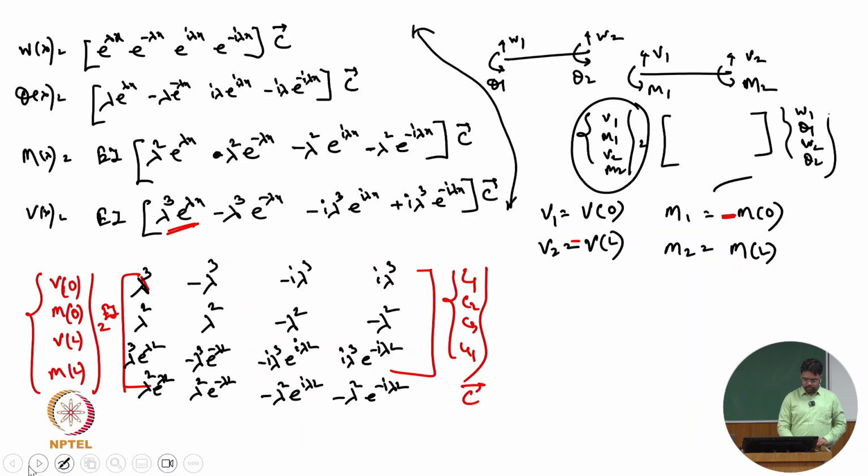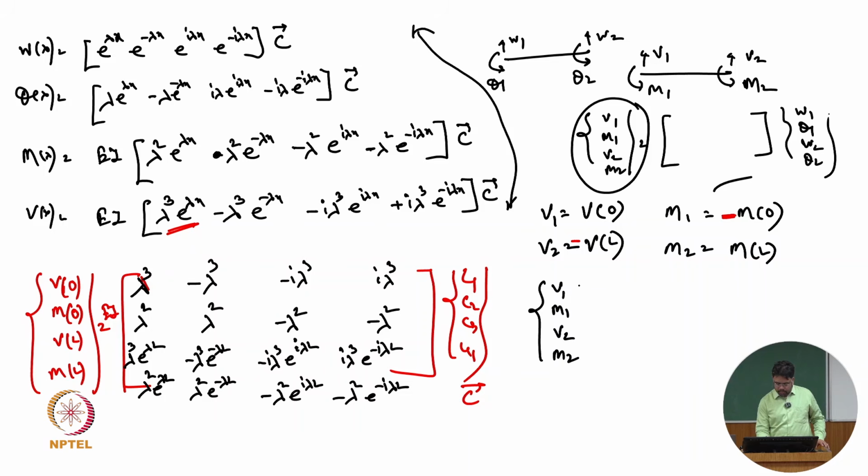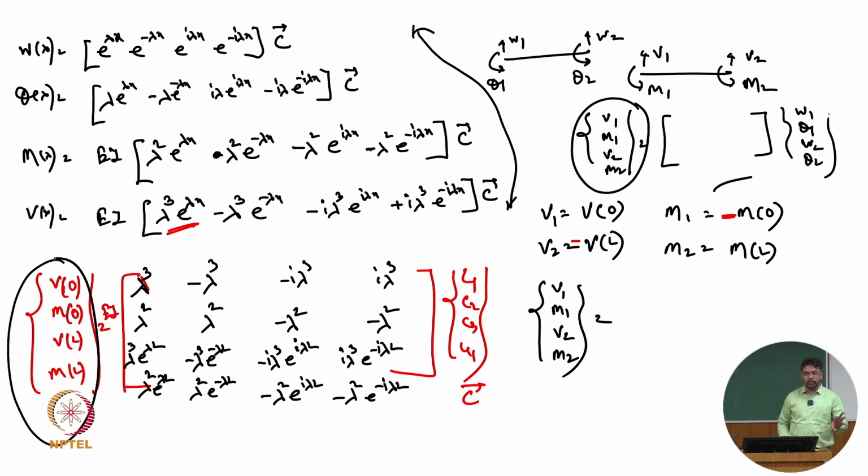The lambda is now known to us. Once lambda is known, only one variable remains, that is L. L is also known, it is the length of the beam. So the full thing is known to me. If you now want to know V1, M1, V2, M2, you already have this matrix and this vector. How do you get it?